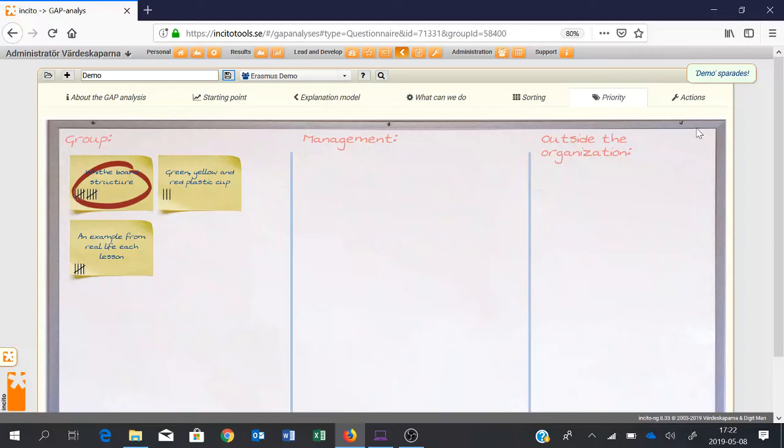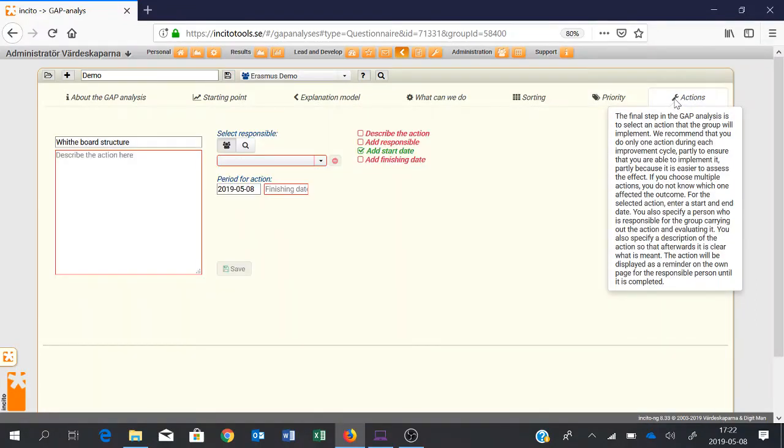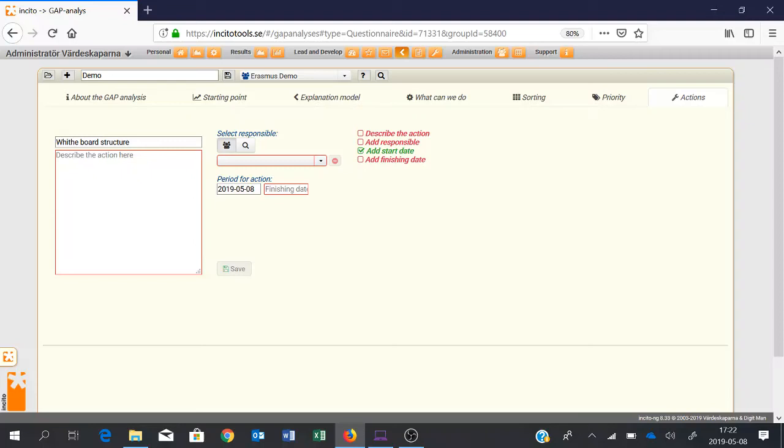And the last step in this row is the actions, where I have this whiteboard structure, but that was just a name on a paper. I have to describe what that means, and that might be introducing a structure for lesson start and goals in each classroom. Maybe that's just an example.